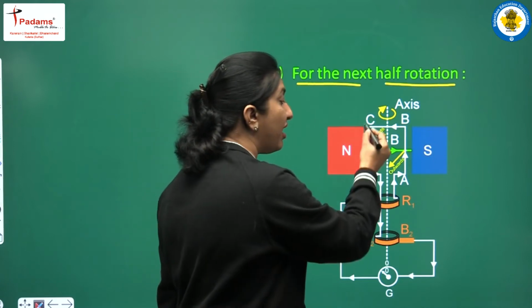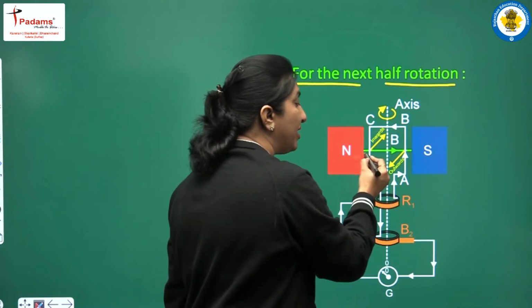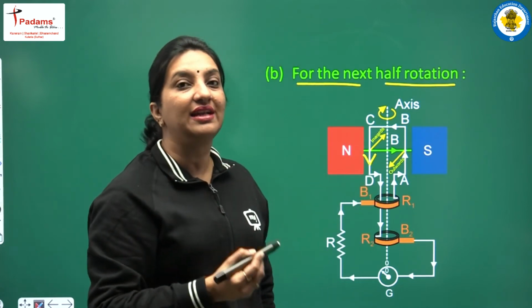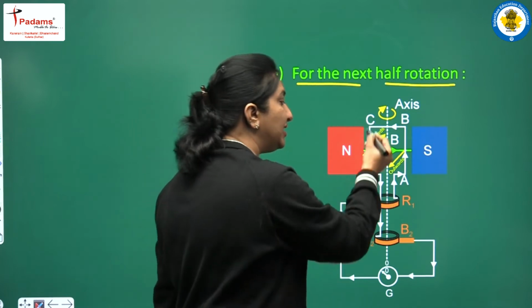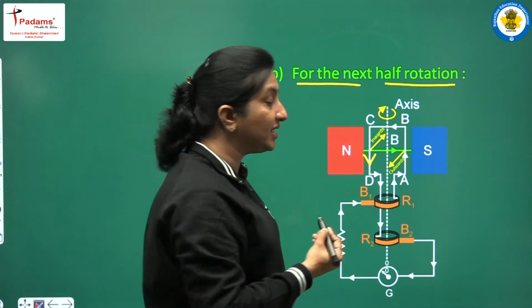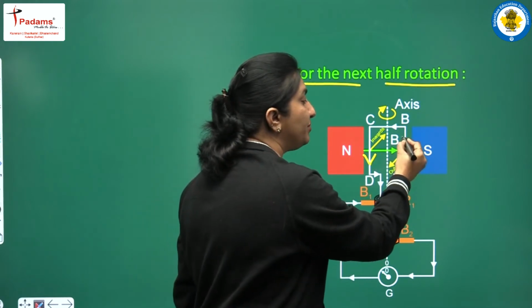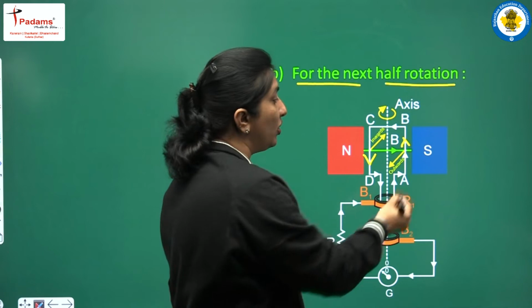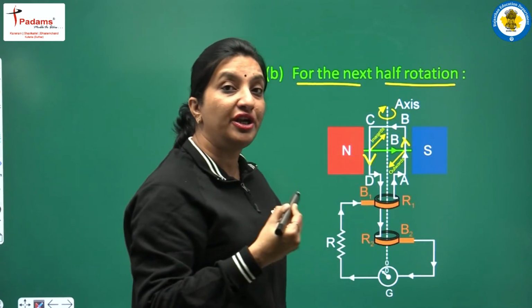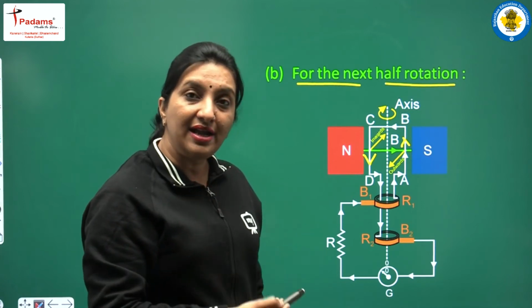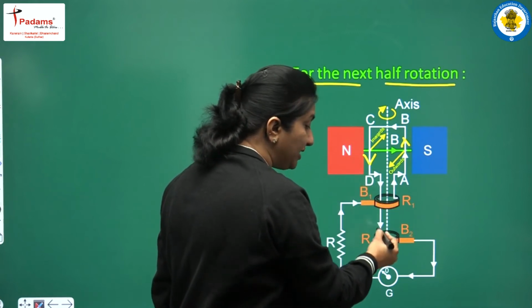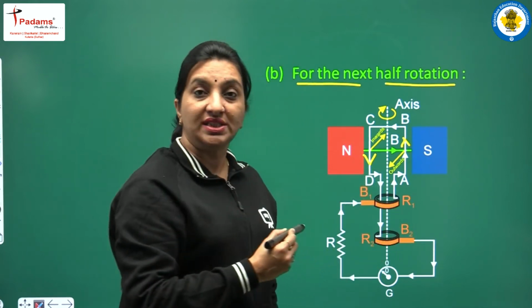Now since CD arm is moving inwards, so by the Fleming's right hand rule, the direction of current can be again seen that the induced current is going to flow in this direction, and in AB arm which is now moving outwards, the direction of current is going to be upwards. So here what we see is that again the direction of induced current is in the anti-clockwise direction.